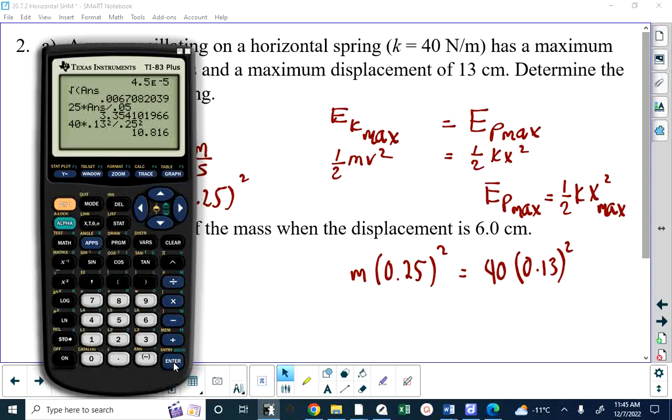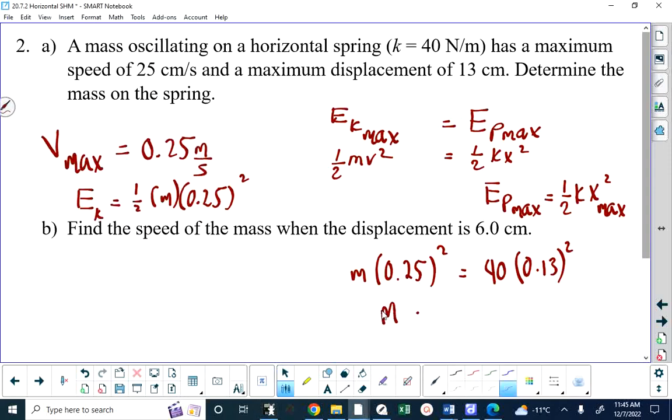I'm going to have to redo these questions. 10.8 kilograms. Do you get 10.8? Okay. So the mass here is 10.8 kilograms.